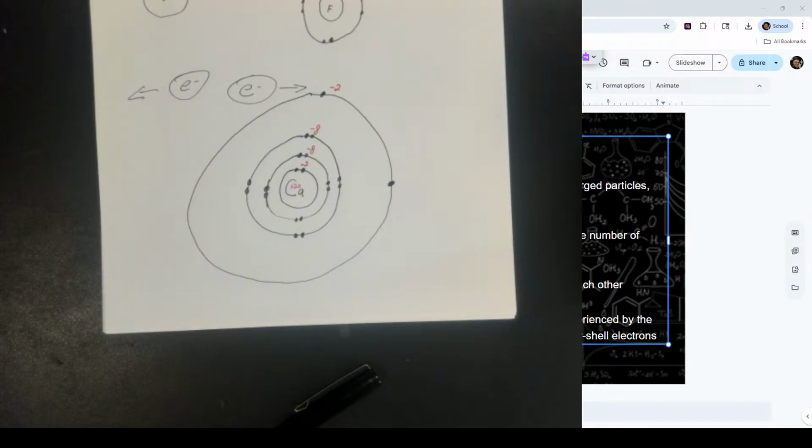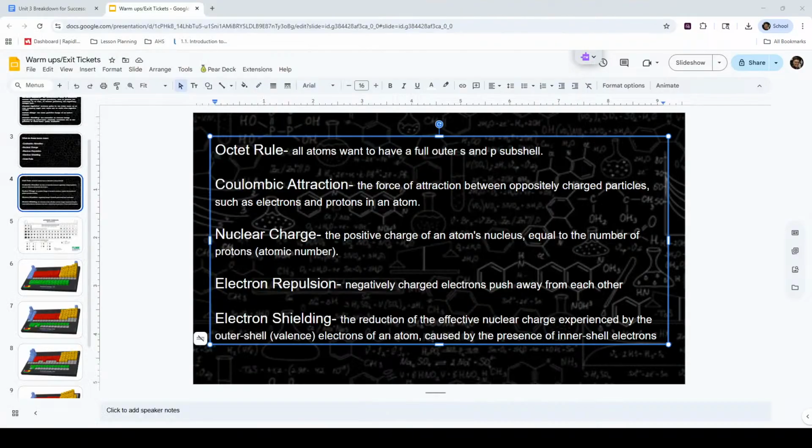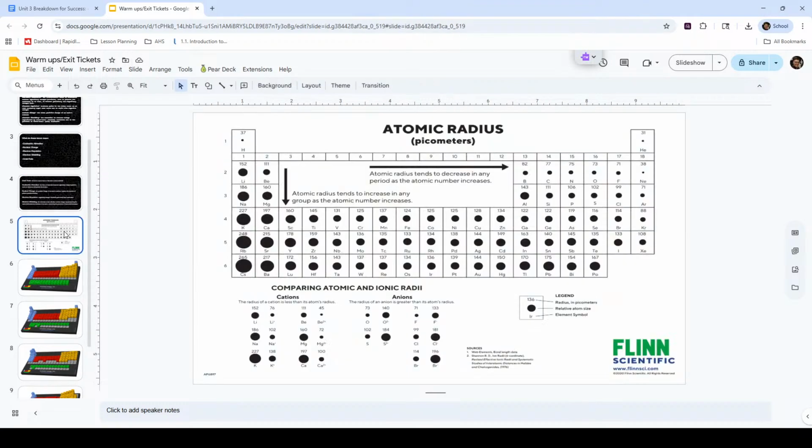Now, as I move down the periodic table, I'm right here at calcium, I start adding protons. And watch as I add protons, gradually my whole atom starts to get smaller all the way to krypton, which has a lot of electrons in it.